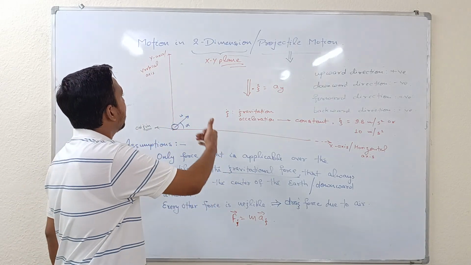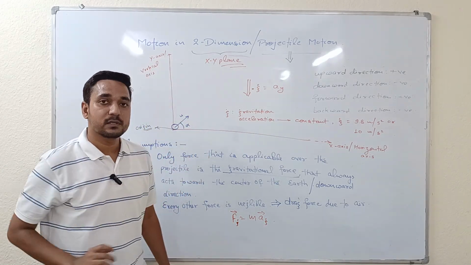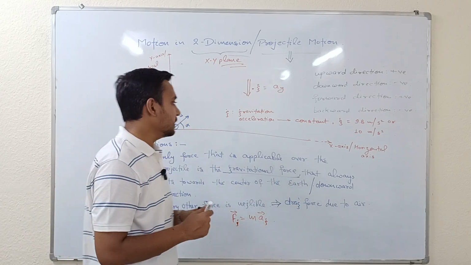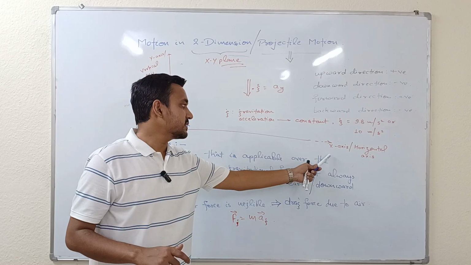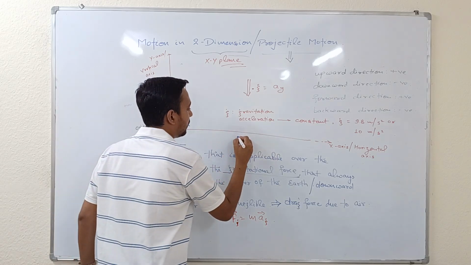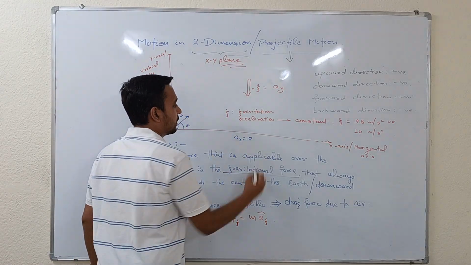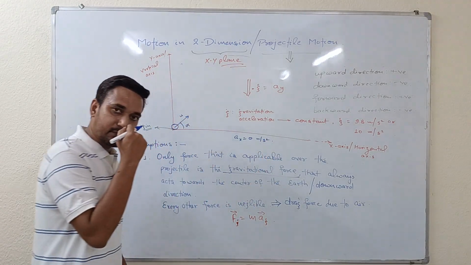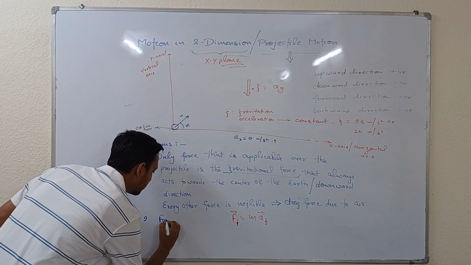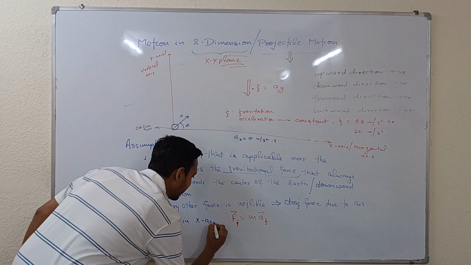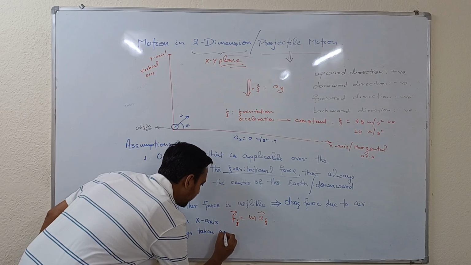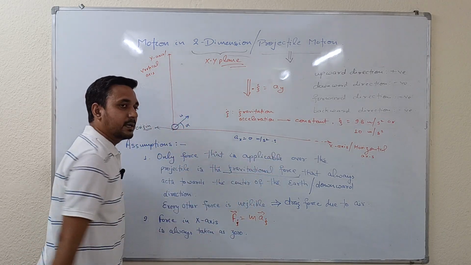So we have seen that acceleration in y-axis is always downwards, right? So what is the acceleration in x-axis here? Since there is no force towards x-axis, here acceleration will be what? Always equal to 0 meter per second square, right? Why? Due to our second assumption that force in x-axis is always taken as 0 for this particular case, right?